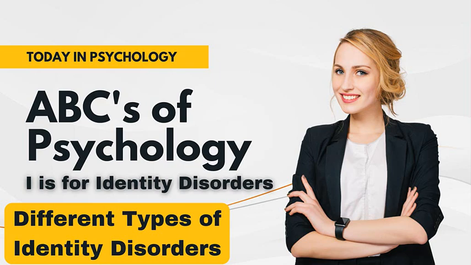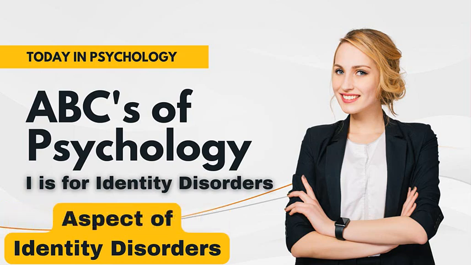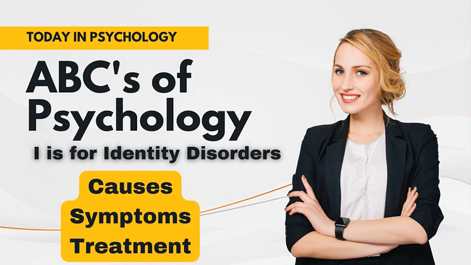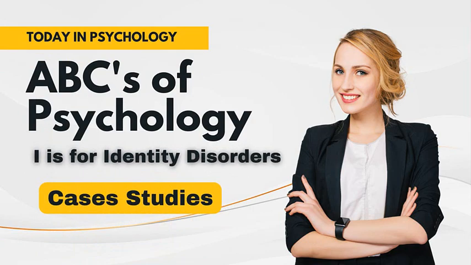We'll explore the different types of identity disorders, such as borderline personality disorder, dissociative identity disorder, narcissistic personality disorder, antisocial personality disorder, obsessive-compulsive personality disorder, and more. We'll also discuss the causes, symptoms, and treatments of these disorders. To make the material more relatable and engaging, we will also present you with several case studies throughout the video that will help illustrate different concepts and help you understand how these disorders can affect people's lives.